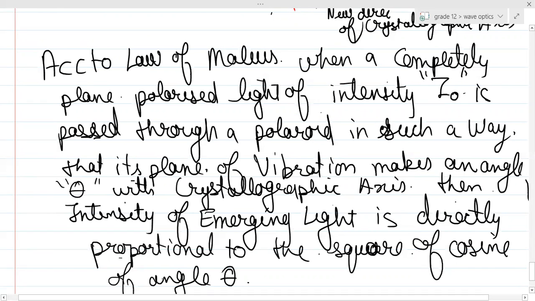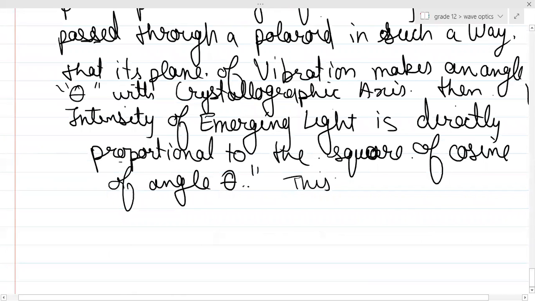Okay? And instead of writing angle theta over here, you can write: the intensity of the emerging light is directly proportional to the square of the cosine of the angle between the vibrational plane and the crystallographic axis. This is called your Malus law. Okay? Is this clear? This is called Malus law.